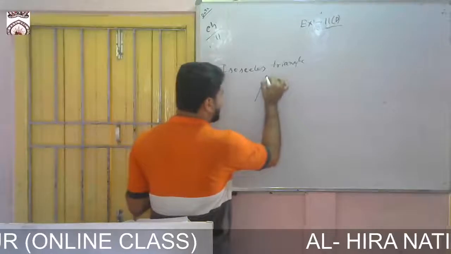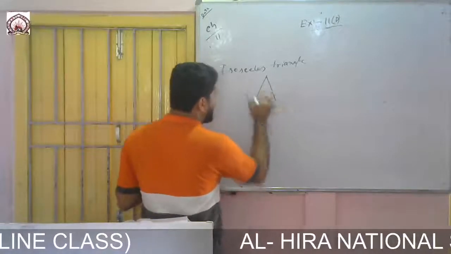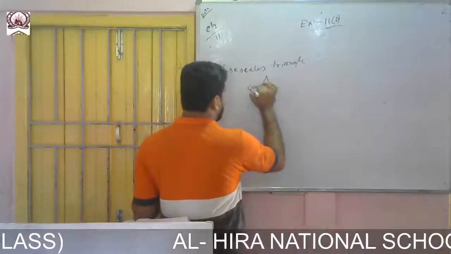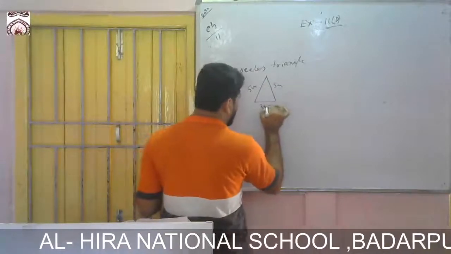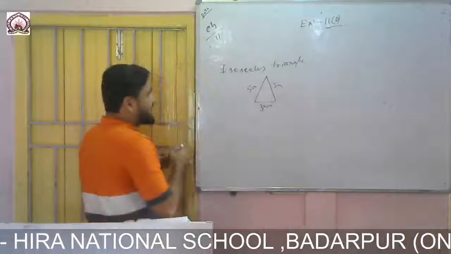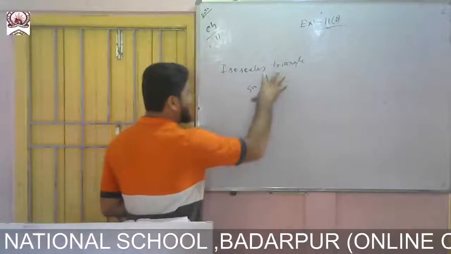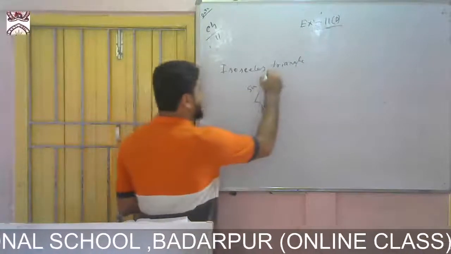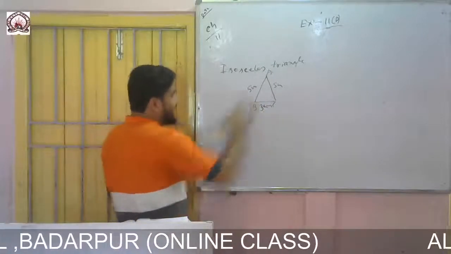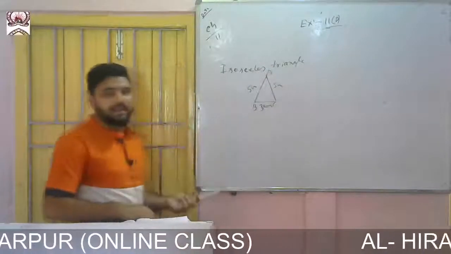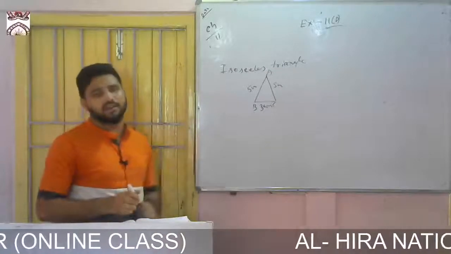If I draw like this, and say this side is 5 centimeter and this also 5 centimeter and this one 3 centimeter, I can say that these two sides are equal. If I give the name ABC, then AB and AC are equal. So it is an isosceles triangle.